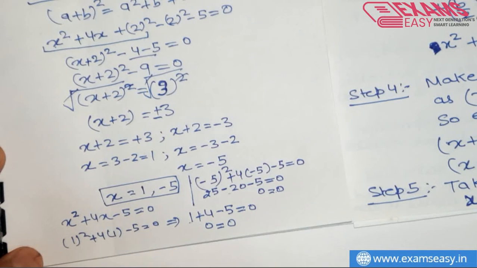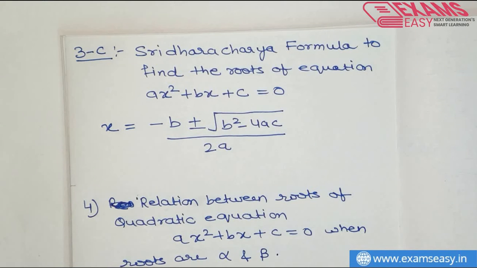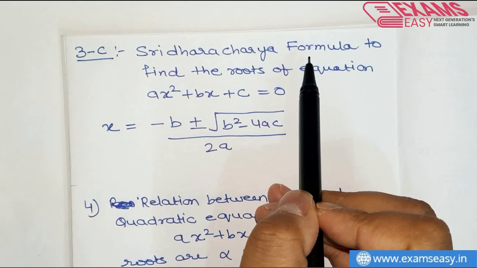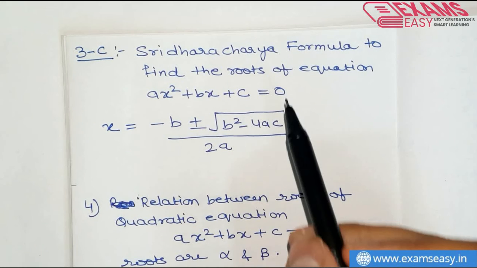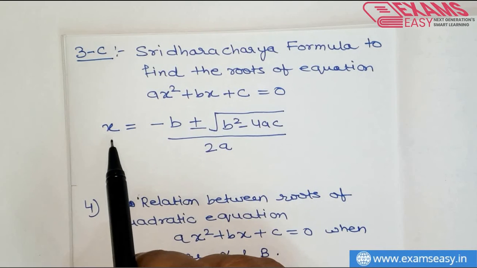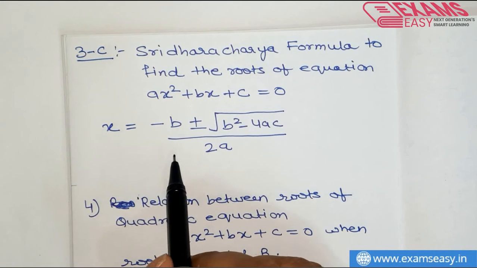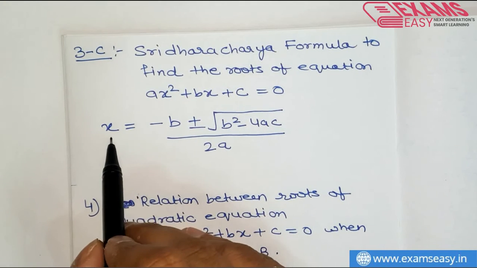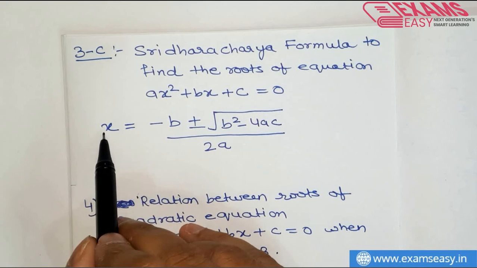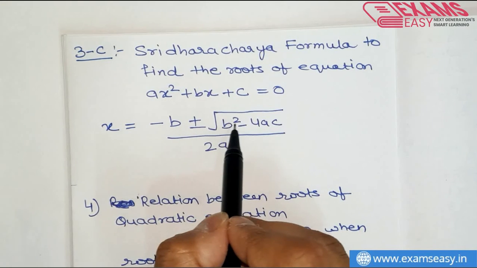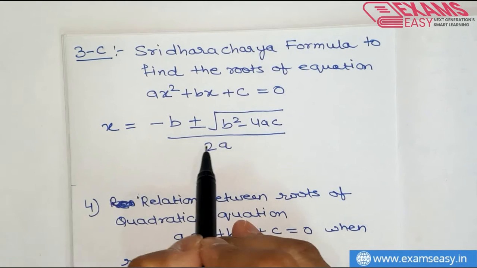Friends, let us start our third method of calculating the roots of the quadratic equation, and this is nothing but the Sridharacharya formula or the quadratic formula. So in this we have been given one direct formula through which we can calculate the roots of the quadratic equation. This formula is given by x is equal to minus b plus minus under root b square minus 4ac divided by 2a.